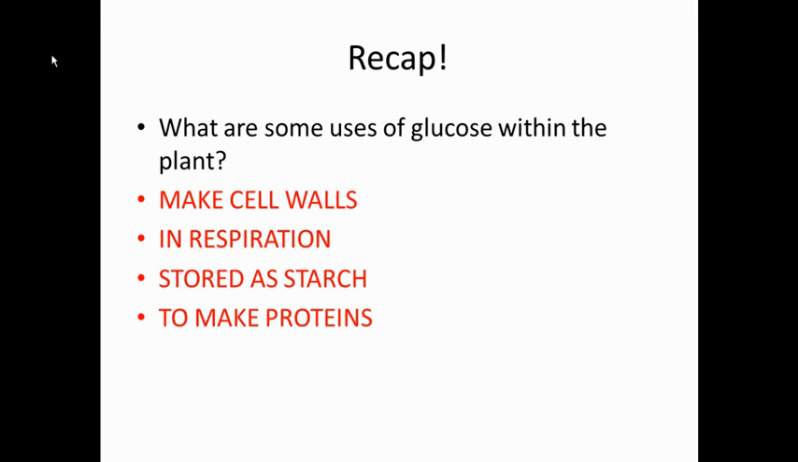Okay, so you could have had, they make cell walls because they are used for cellulose. It's used in respiration. Remember, glucose and oxygen are needed for respiration to happen. They can be stored as starch, so when we take those small glucose molecules and make them into bigger molecules, which are stored and the plant can use when it's dark, and to make proteins for growth and repair. Okay, so those are the main reasons why glucose is needed in a plant.